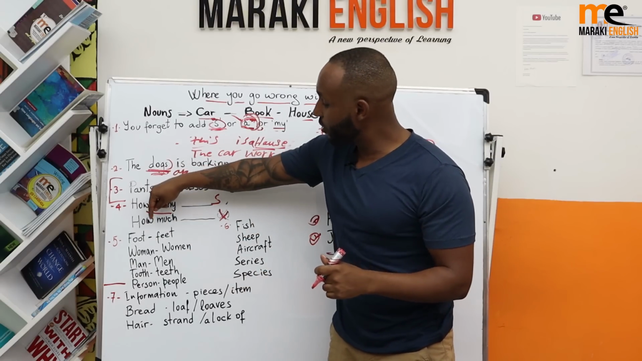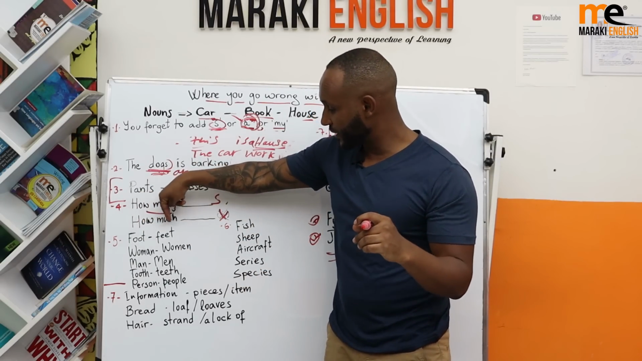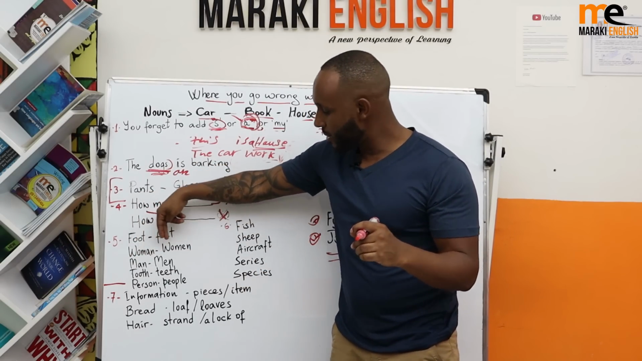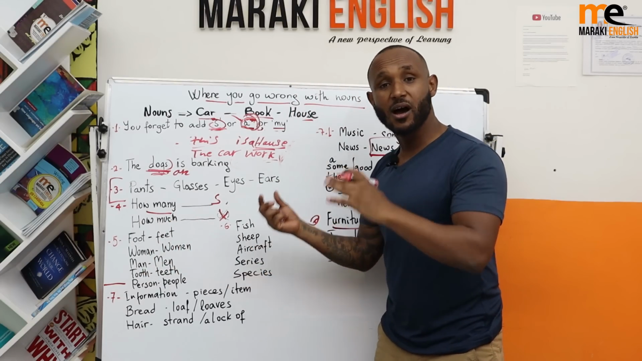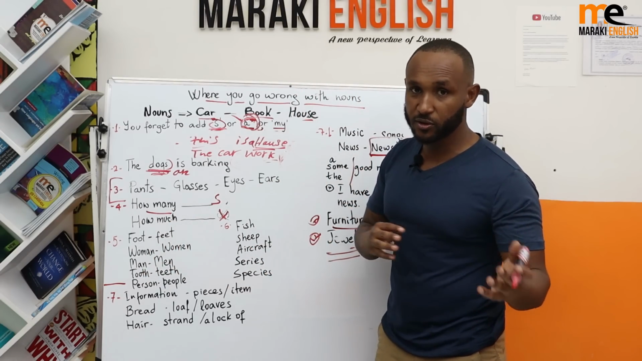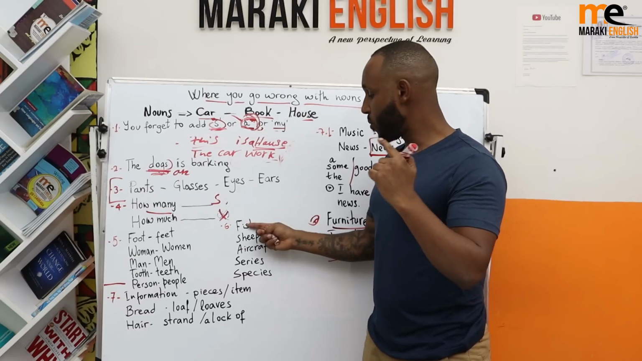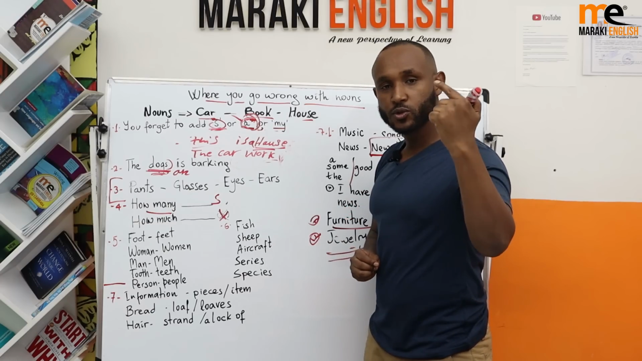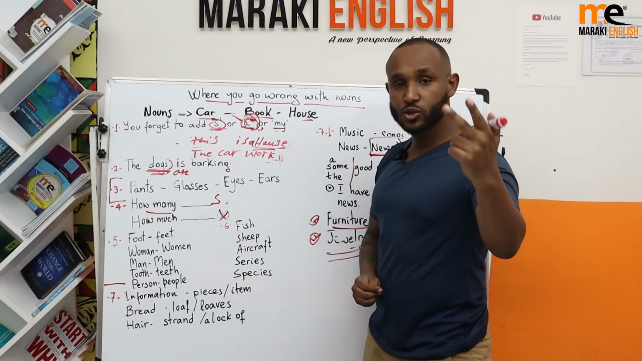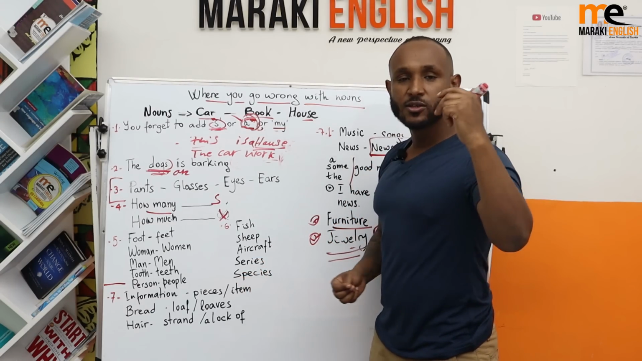Some nouns have their own plural words. Foot, feet, woman, women, man, men, tooth, teeth, person, people. And some nouns are always the same, whether they're plural or singular. Fish, fish. One fish, two fish. One sheep, two sheep. One aircraft, two aircraft. One series, two series. One species, two species.